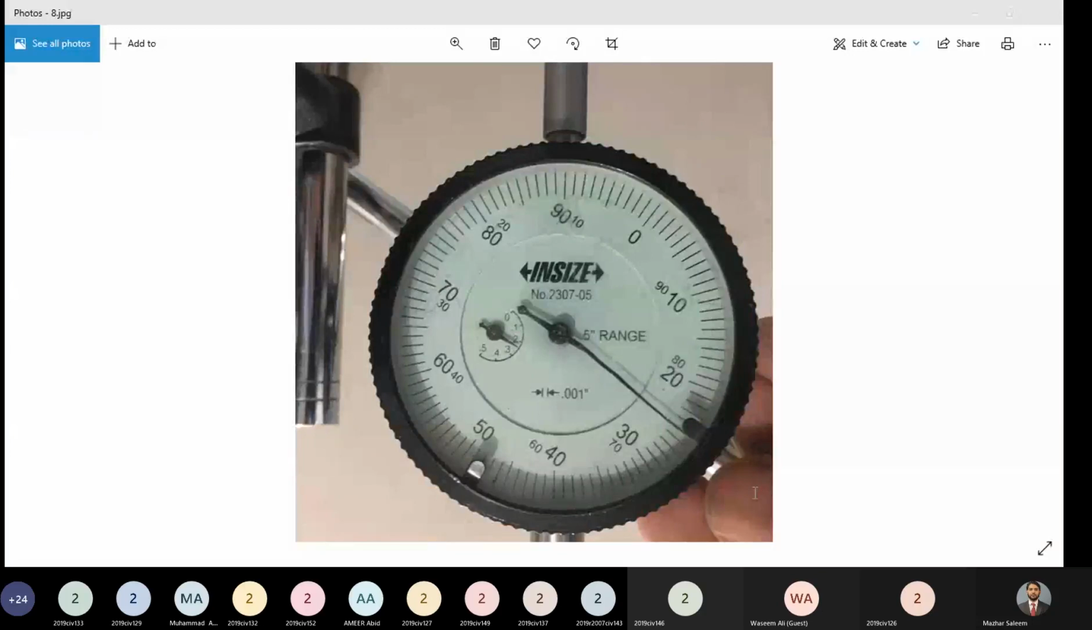Can you guys see the reading that I've just written in the chat box? 0.2 is the large scale reading, 25 is the small scale reading, and the small scale reading is multiplied with the least count. So 0.2 plus 25 into 0.001 gives us 0.225 inch. Everybody is clear about this?